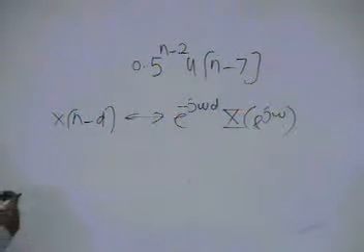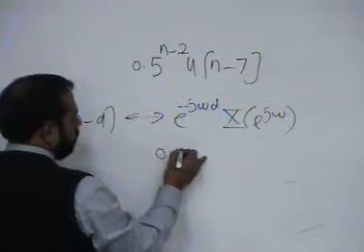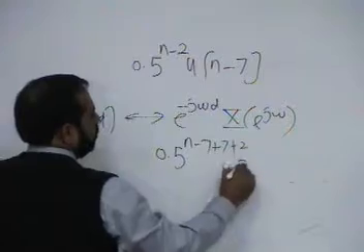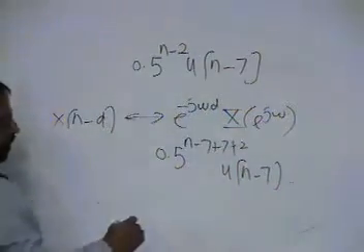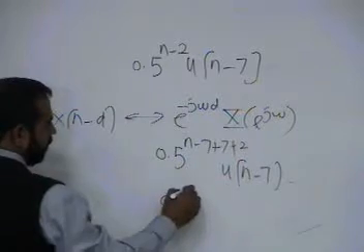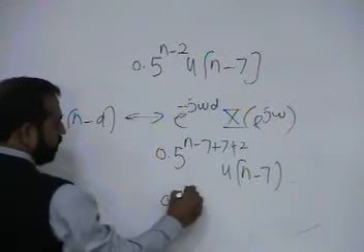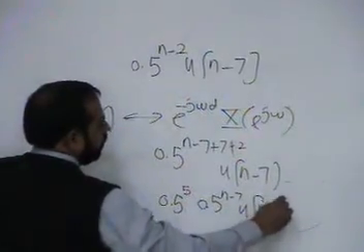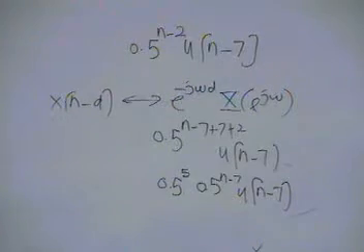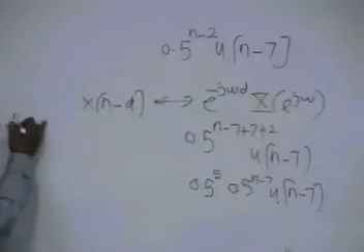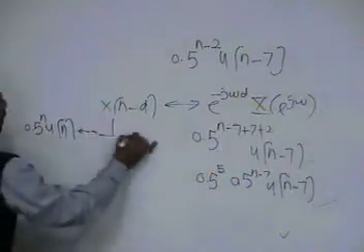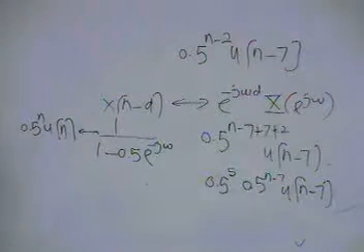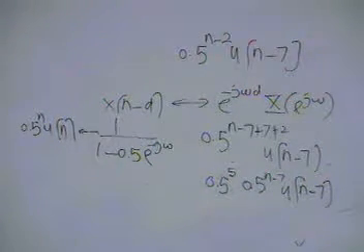So how to make this expression look like that? You say 0.5 to the n minus 7 plus 7 minus 2, u of n minus 7, and then it is 0.5 to the 7 minus 2, which is raised to the power 5, times 0.5 to the n minus 7 u of n minus 7. Now you are all set to use the formula. You say, I know the Fourier transform of 0.5 to the n u of n. It is 1 over 1 minus 0.5 exponential minus j omega. We know it's a to the n u of n. And now use the property.